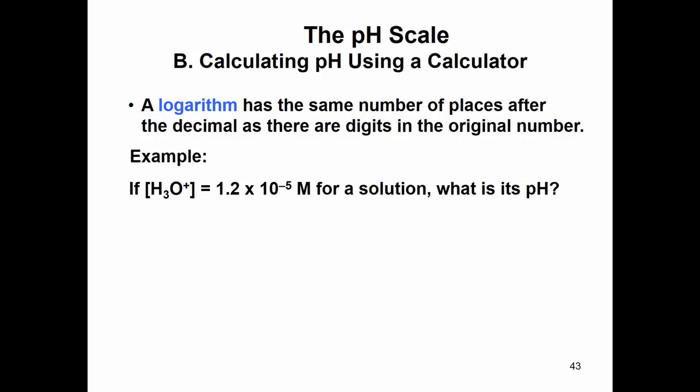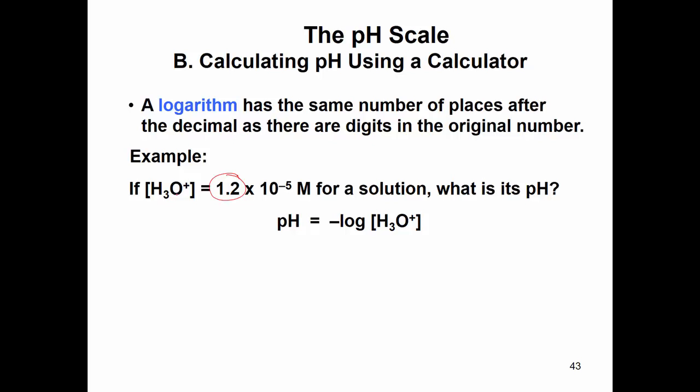All right, so let's do some calculations with our new formula that we know: pH is the negative log of the hydronium concentration. A logarithm has the same number of places after the decimal as there are digits in the original number. So if you look here, we have two digits, and it says that we're going to have that many places past the decimal. The best way to see this is just by an example.